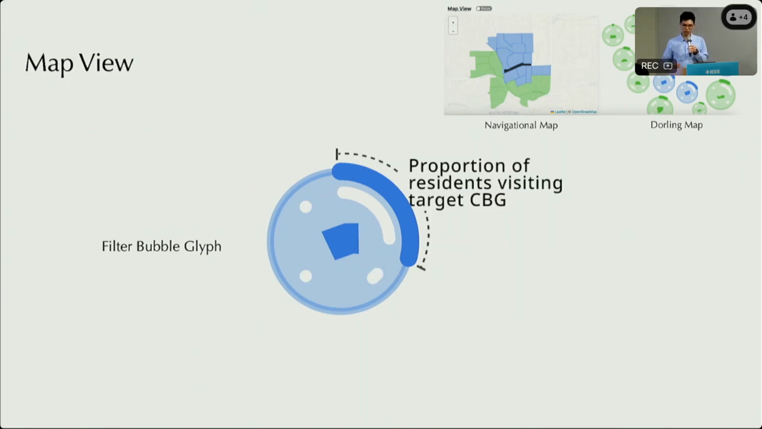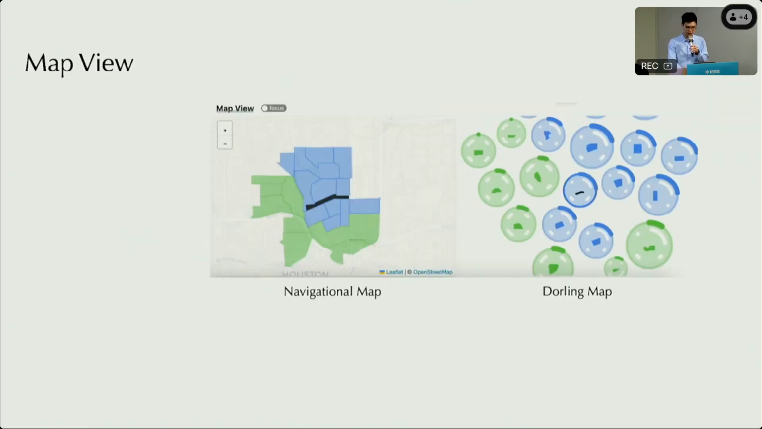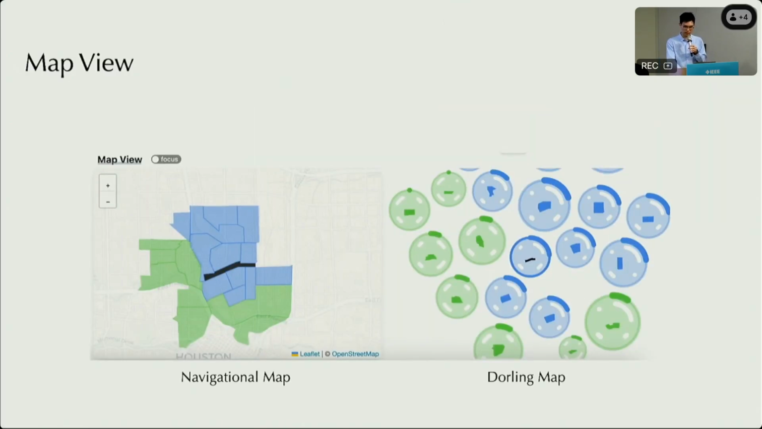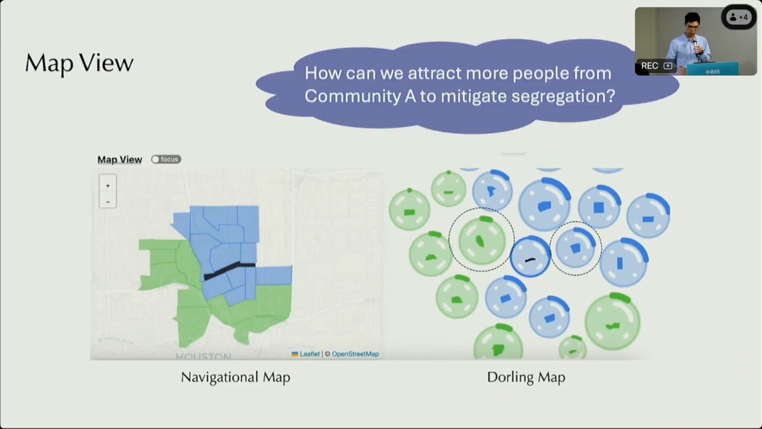The thicker outer arc shows the proportion of the residents from this CBG visiting the target CBG. So on this dolly map, we can learn that this CBG in community A, in green near the target CBG, is economically diverse, but contributes very few visitors because it has a very short outer arc. In contrast, this one in community B is segregated with the majority of low-income residents, and it has a lot more visitors to the target CBG. So if we can attract more visitors from this CBG to the target CBG, we can reduce the segregation to some extent.